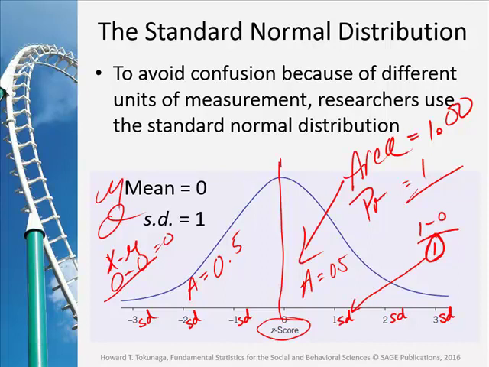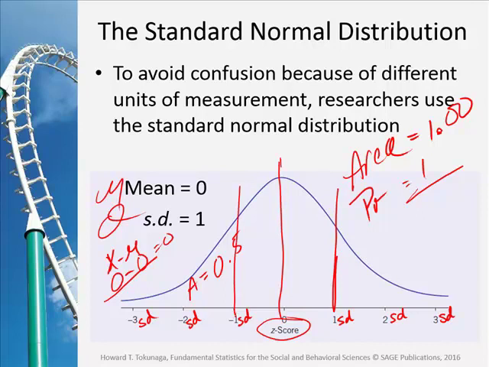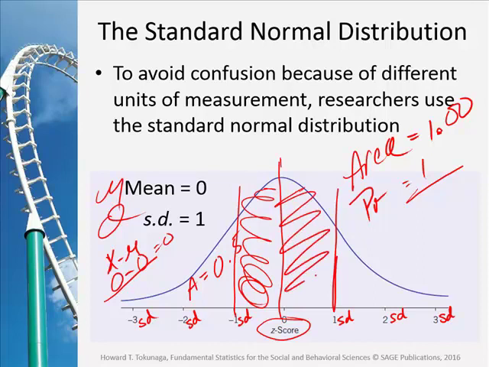Because it's symmetrical, that area is going to be the same as that area. Got that? I haven't told you what the area is yet. Doesn't matter. It's 1 z away from the mean. Okay.